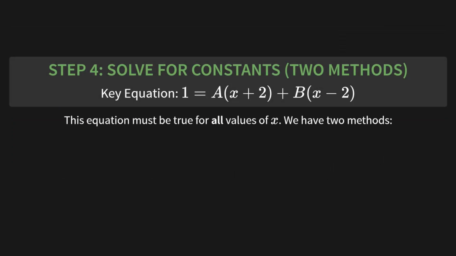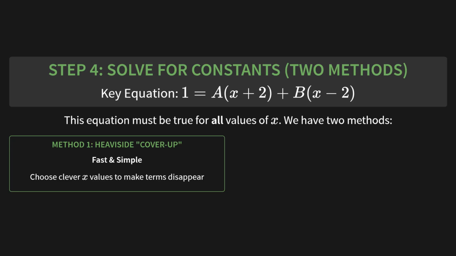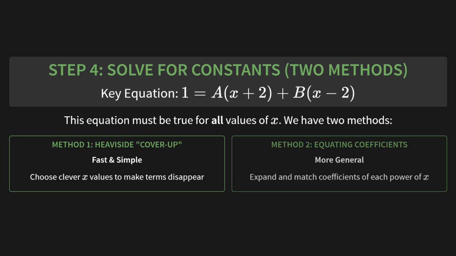Now, this equation has to be true for all values of x, and we have two great methods to solve it. Method 1 is the Heaviside cover-up method. It's fast, it's simple, you just choose clever x values to make terms disappear. Method 2 is equating coefficients. It's a bit more general. You expand everything and match the coefficients for each power of x. Let's start with the fast one.